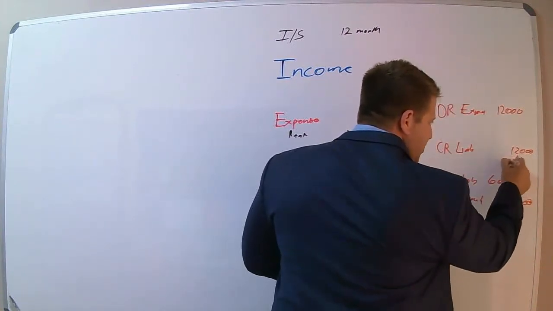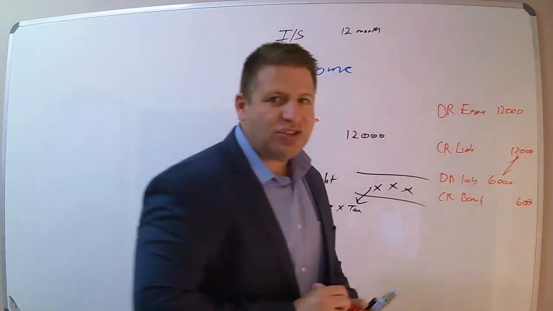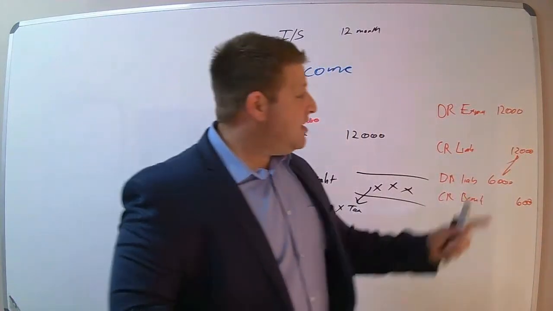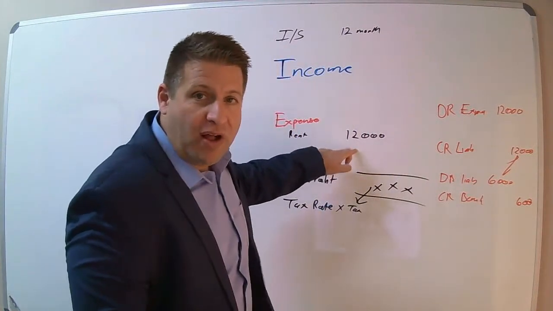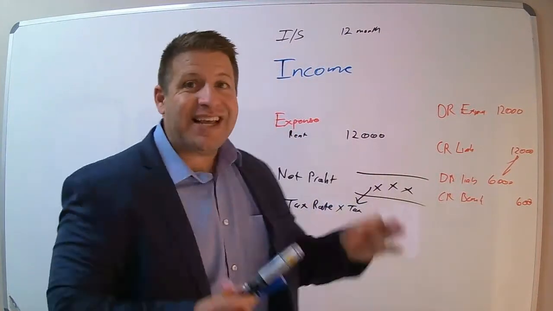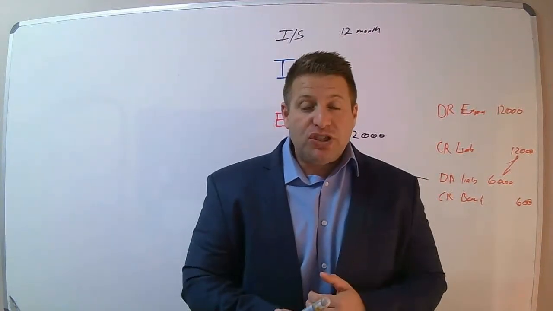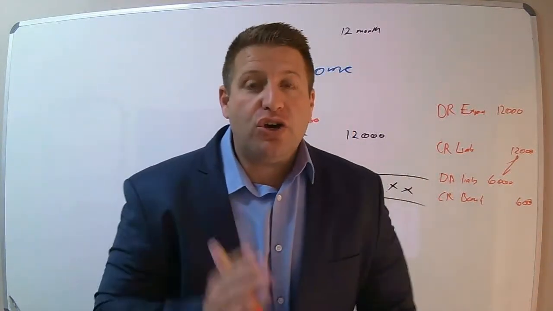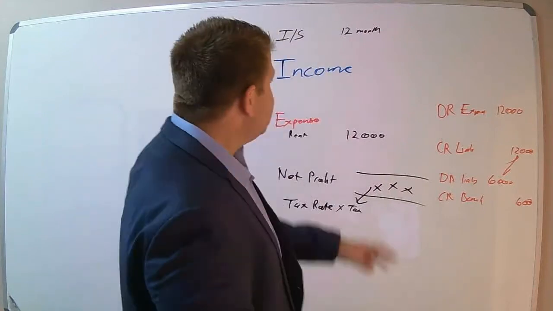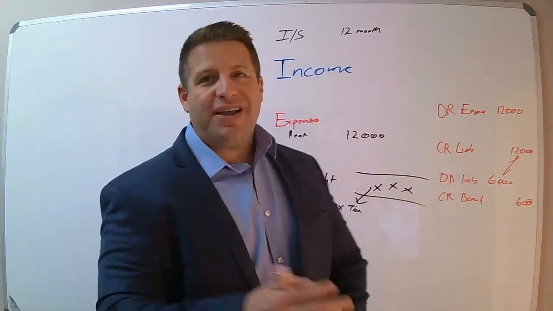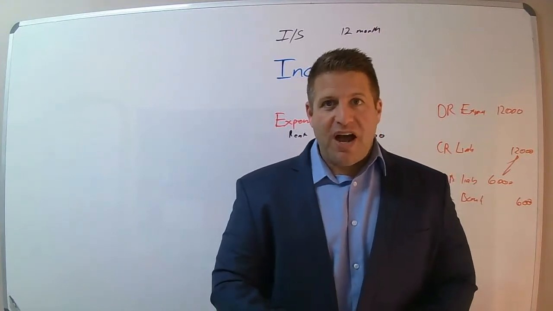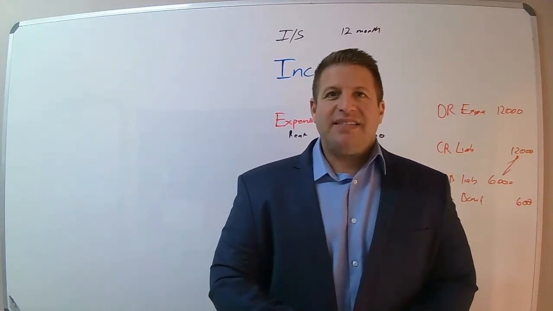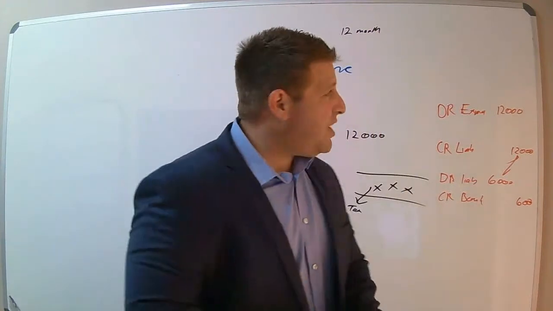Therefore, if you look at these two, there is still 6,000 Rand owed to the landlord. But the full deduction, the 12,000 Rand, is allowed for tax purposes because we're using the accrual system, as per the income statement, or the comprehensive income statement, as the new name is. So you guys need to understand.